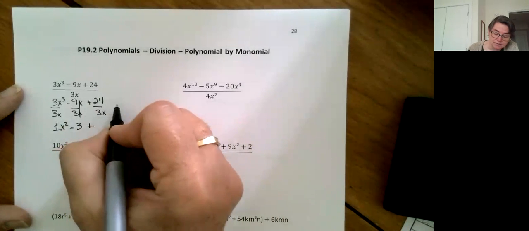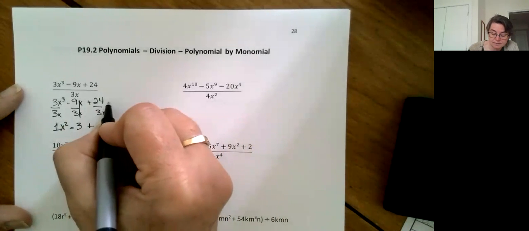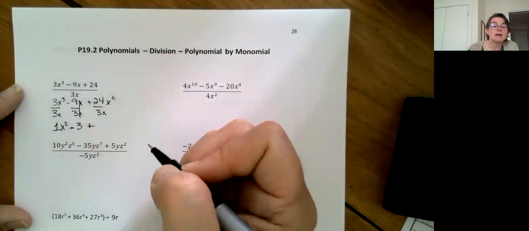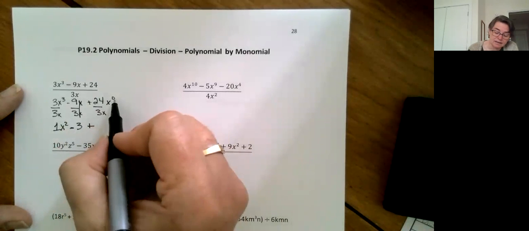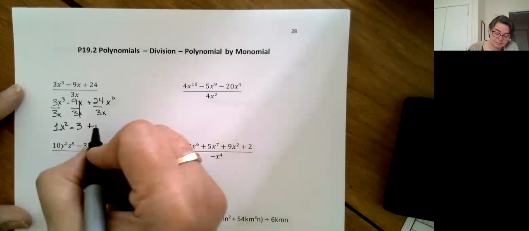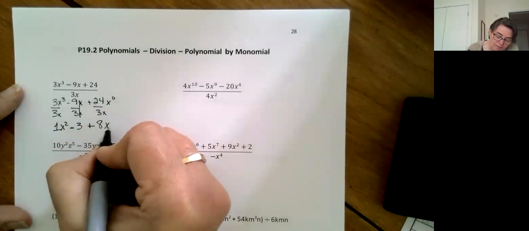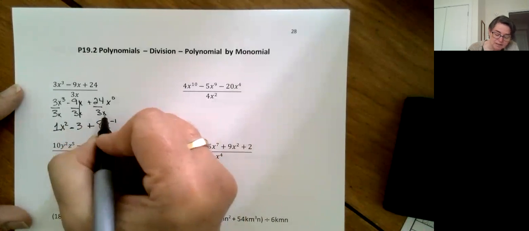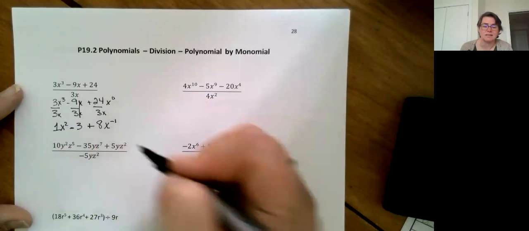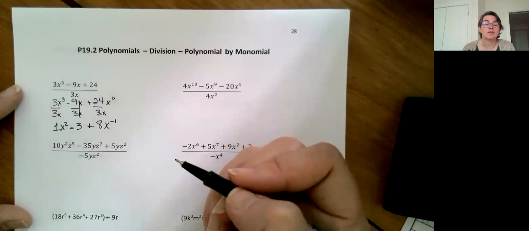How many x's are up here? Oh, wait. There are 0, there aren't any. We could add an x to the 0 up there. And then 24 divided by 3 is 8 x to the minus 1. So 0, you could do that even without adding the x to 0. That might be muddying the waters.